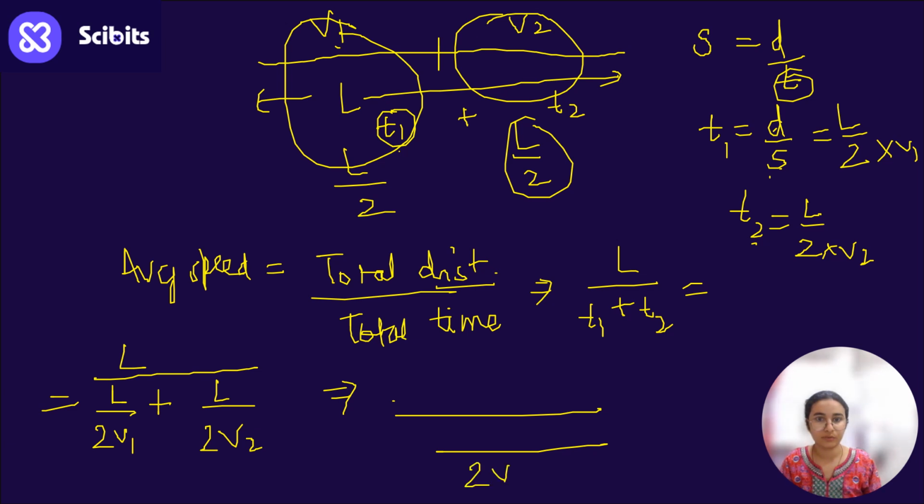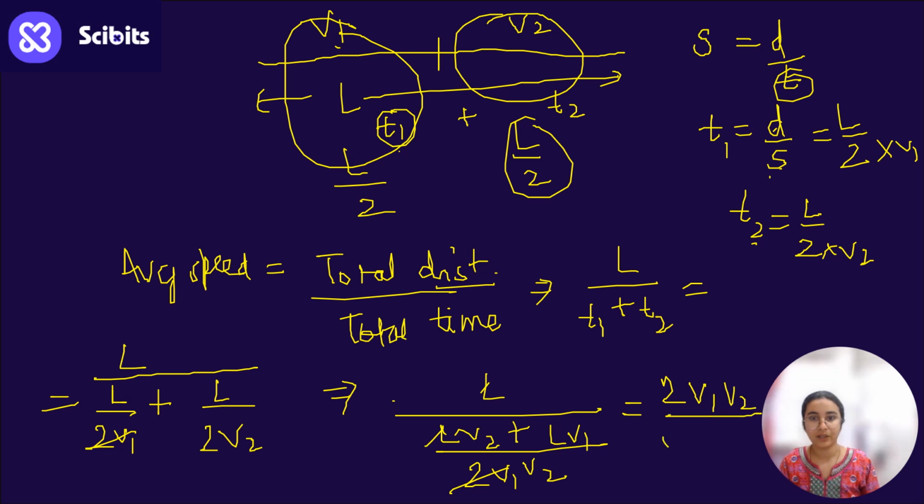This is 2 V1 V2 and L above, and already there is 2v1, then it is v2 plus v2 already, so L over v1, right? So if I take L common, L will be cancelled out and it will be 2v1v2 upon v1 plus v2. So this will be the average speed. Okay.